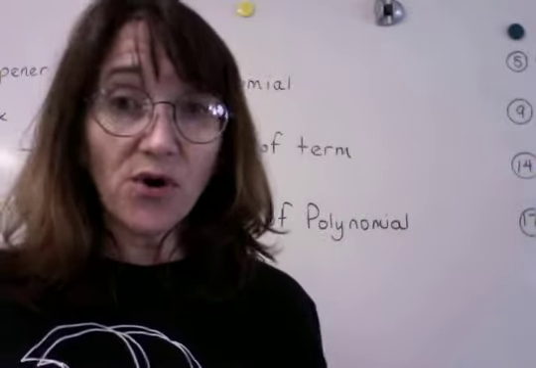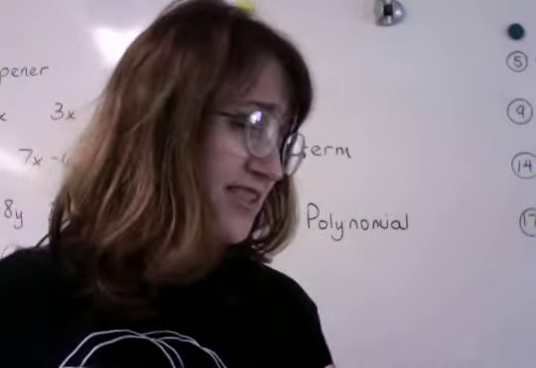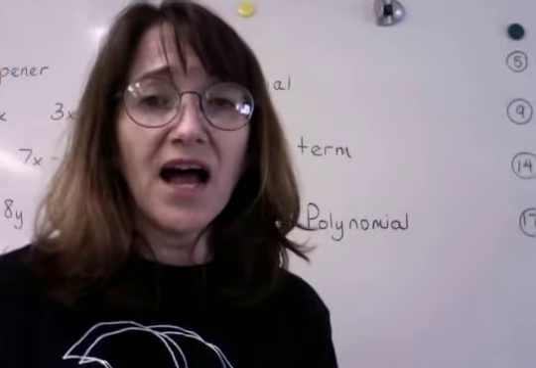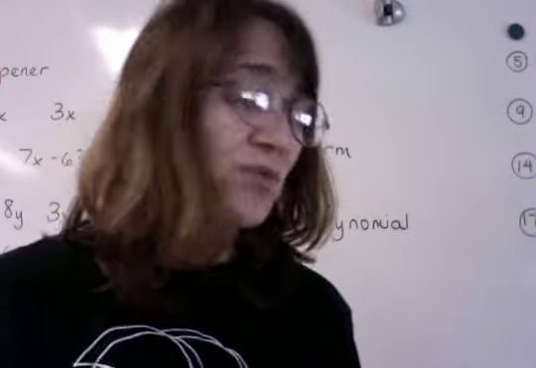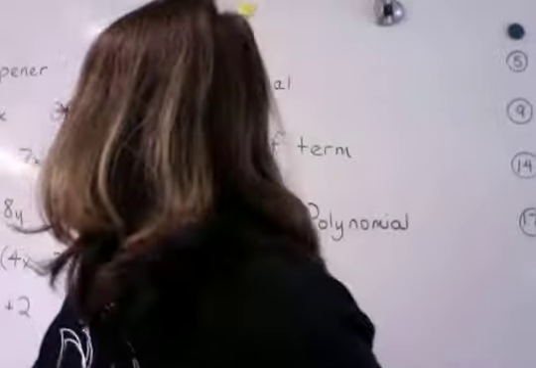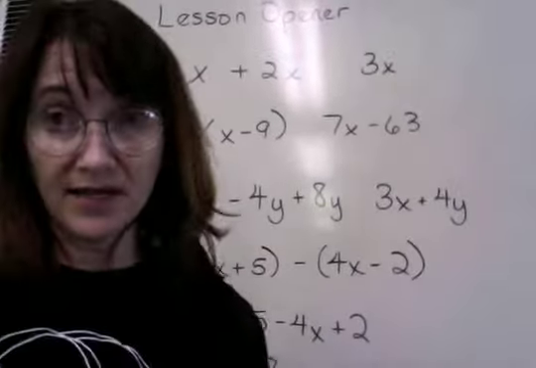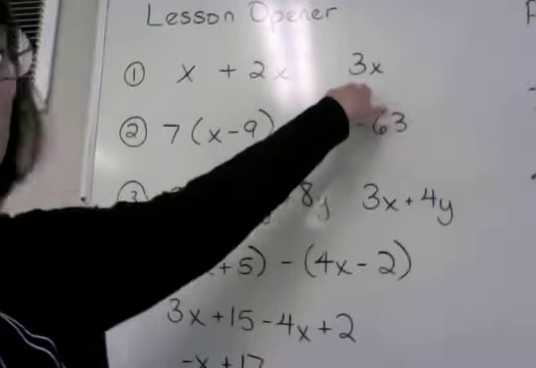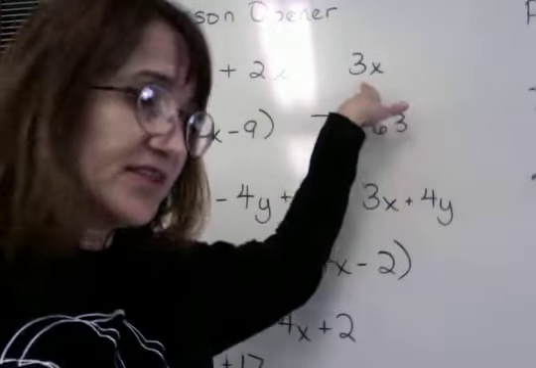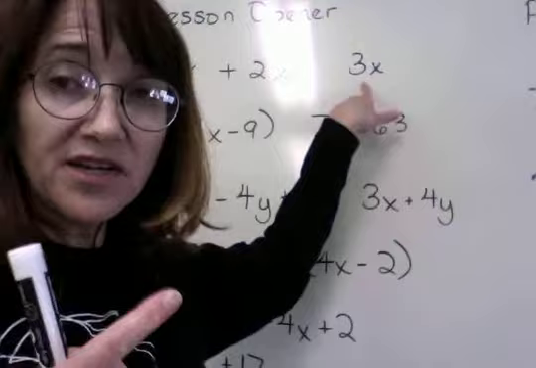Then they start to go over things, like what the different types of polynomials are. I have a monomial, which is exactly one term. And we can go back to our lesson thing that we've got today, and we come up with 3x after we simplified. That's one term, that's a monomial.